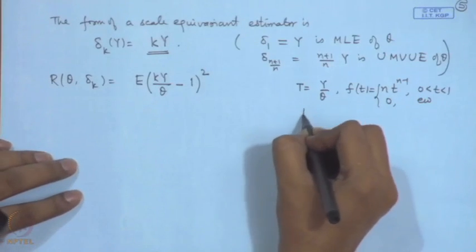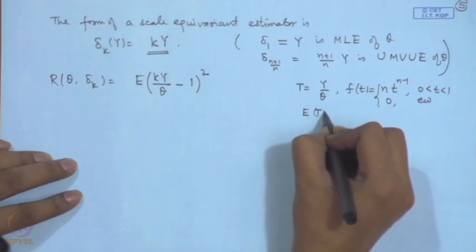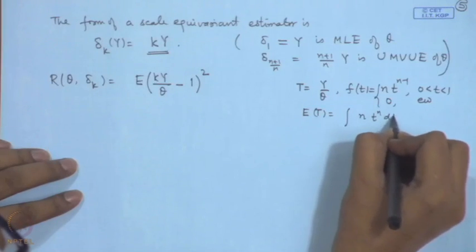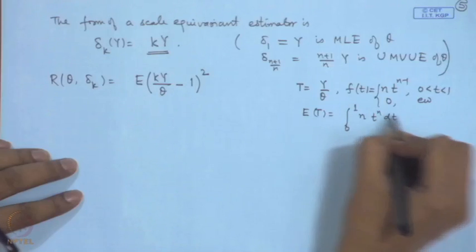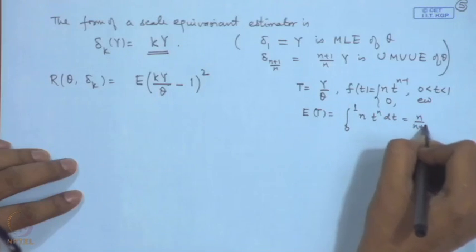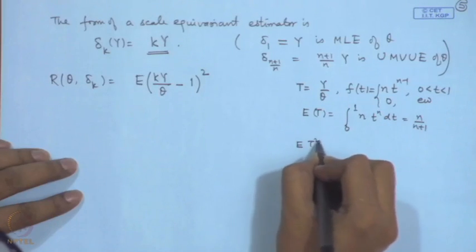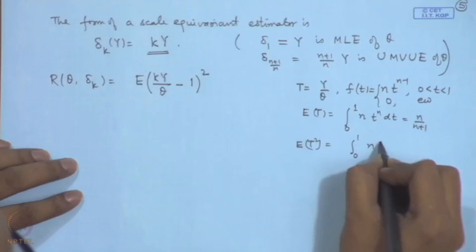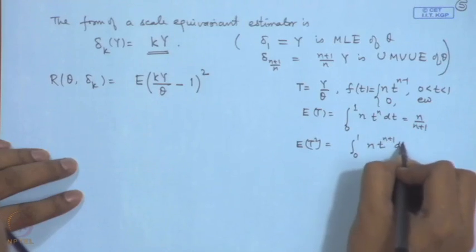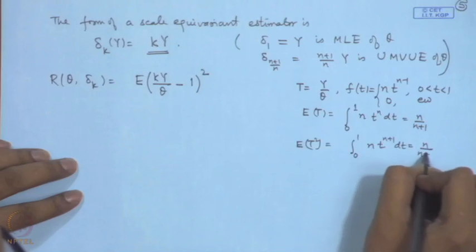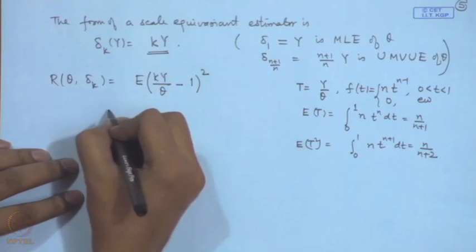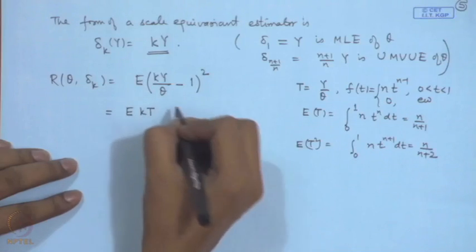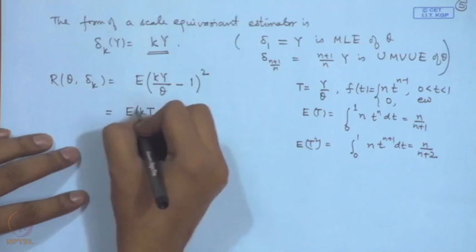So, if I look at expectation of t, that is equal to integral from 0 to 1 of n t to the power n dt, that is equal to n by n plus 1, and expectation of t square turns out to be integral from 0 to 1 of n t to the power n plus 1 dt, that is equal to n by n plus 2. So, the risk is equal to expectation of (k t minus 1) square.